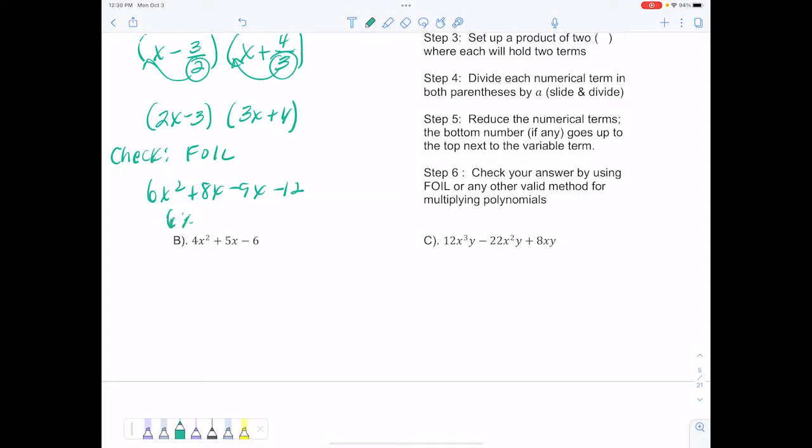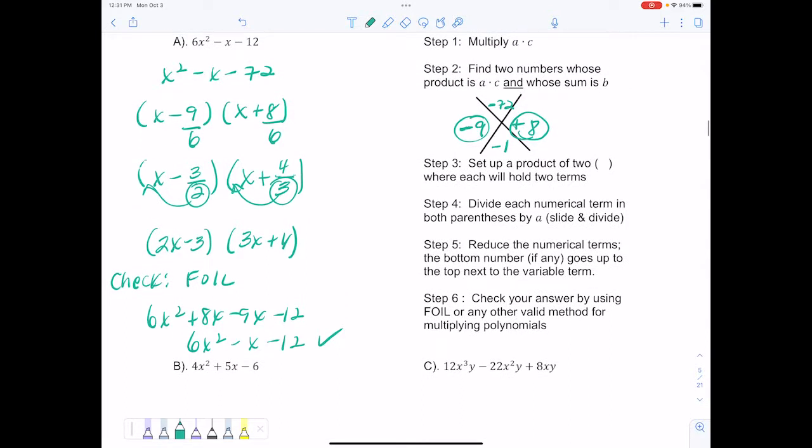So your final answer is 6x squared minus x minus 12, which is the problem that we started with. So you know your answer is correct. So here is your final answer. Okay, those factors will give you the product 6x squared minus x minus 12.